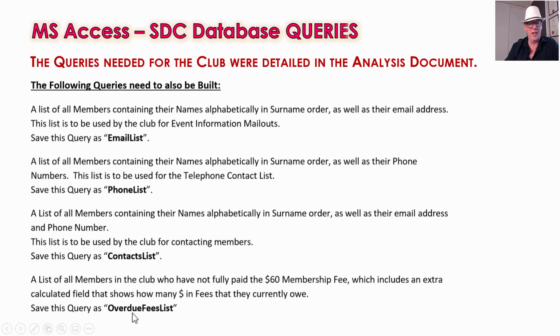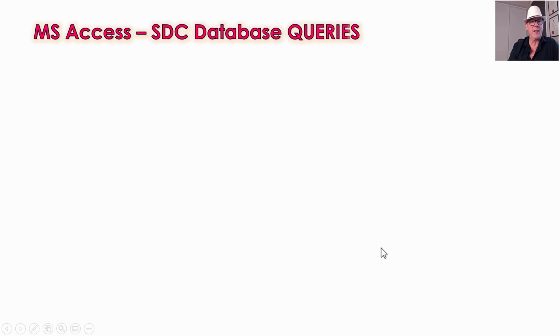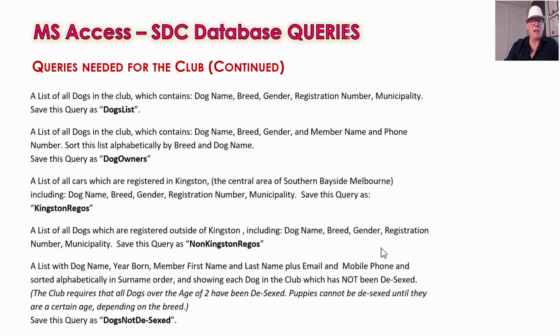Okay, and the overdue fees list is really important to find out who owes money at the moment so we can chase up the money. Then we need a list of all the dogs in the club, and then we want a more sophisticated list that has not just the dogs, but tells us who owns the dog as well. So that's going to be using two tables. That's a dog owners one. We want to know all the dogs that are registered in Kingston.